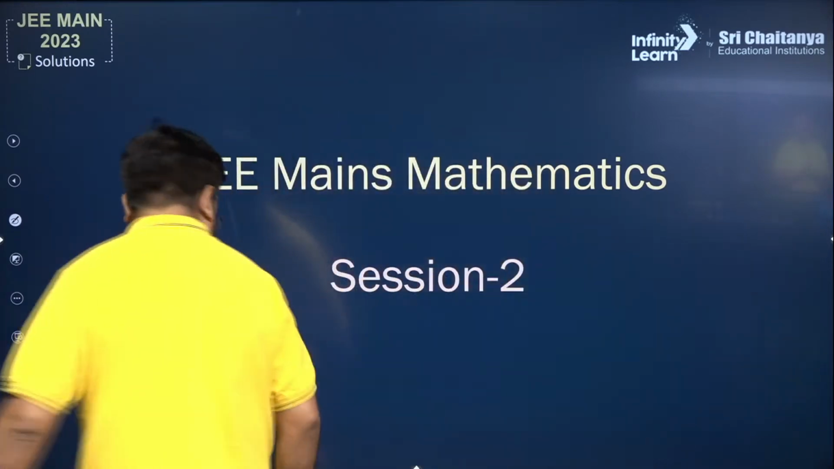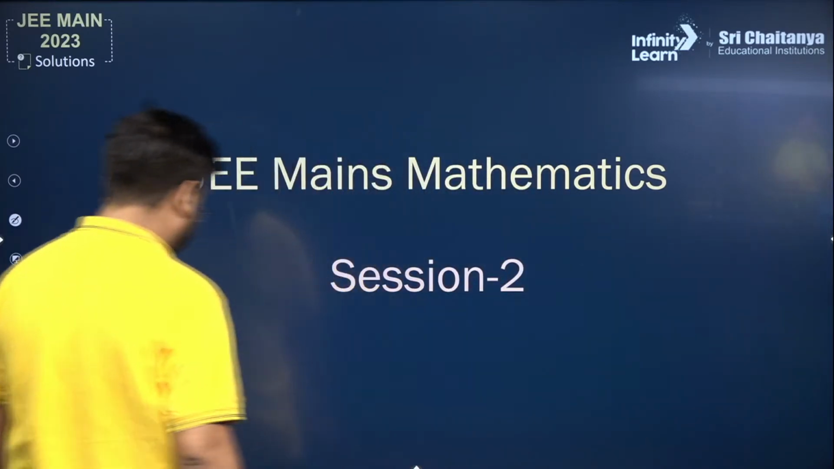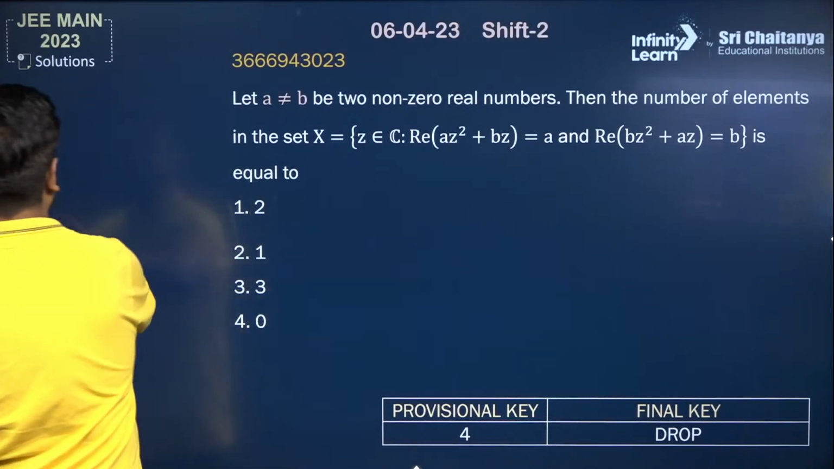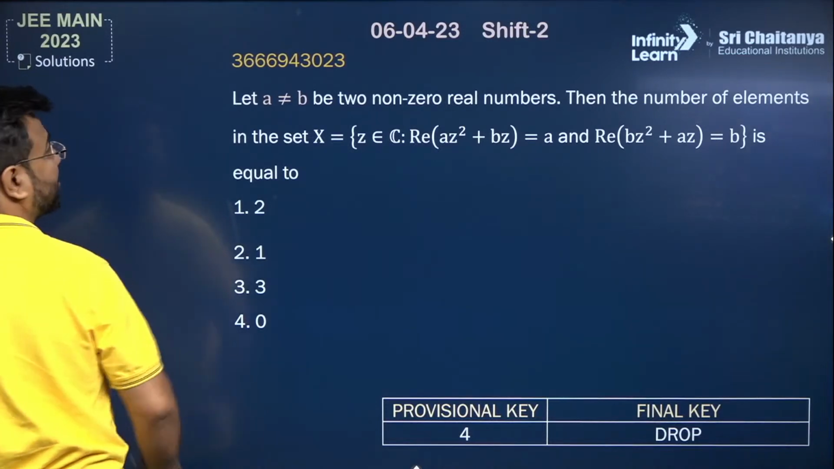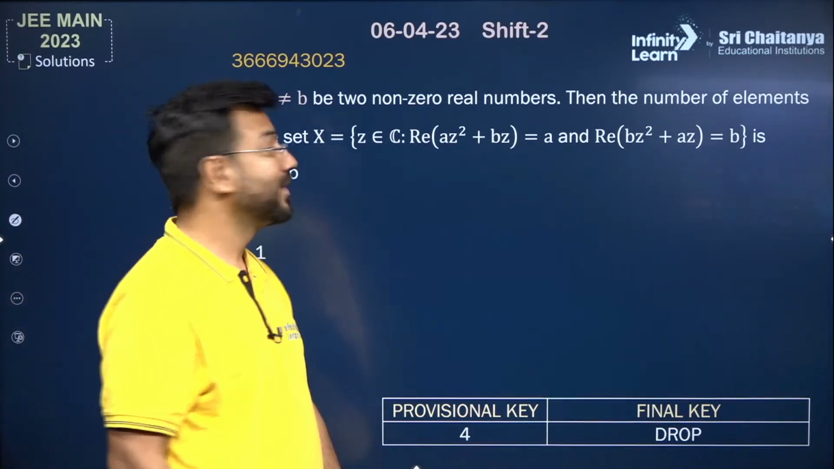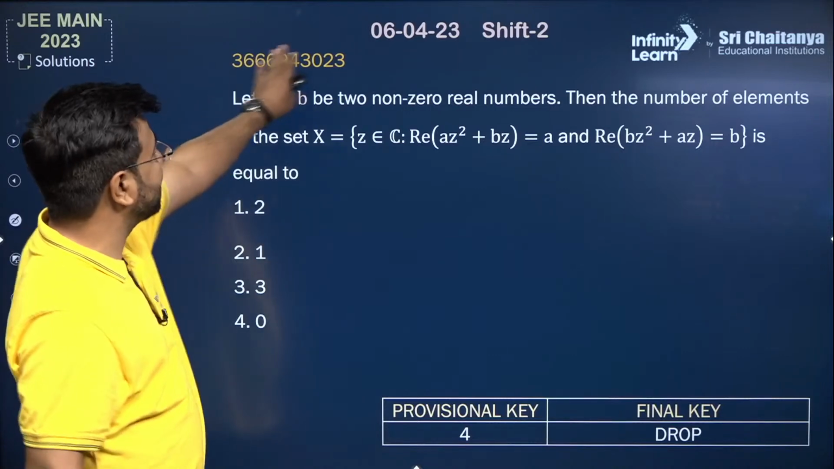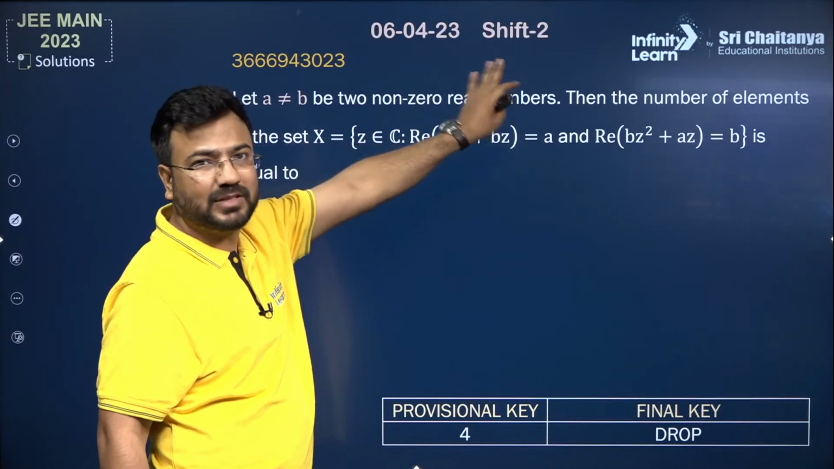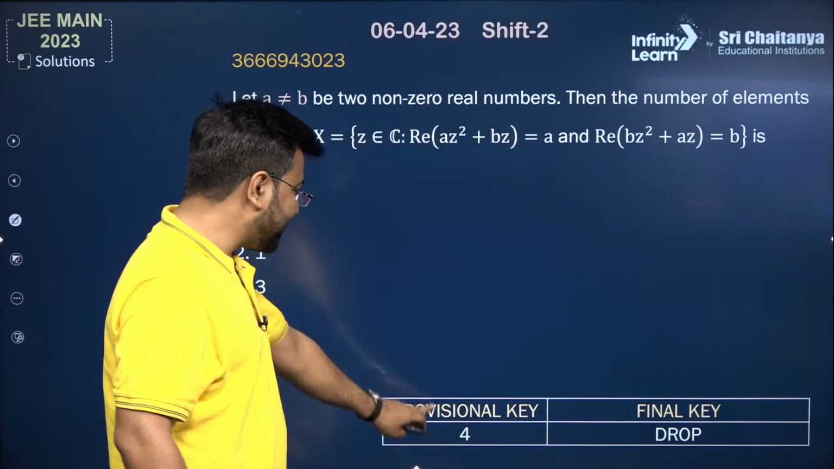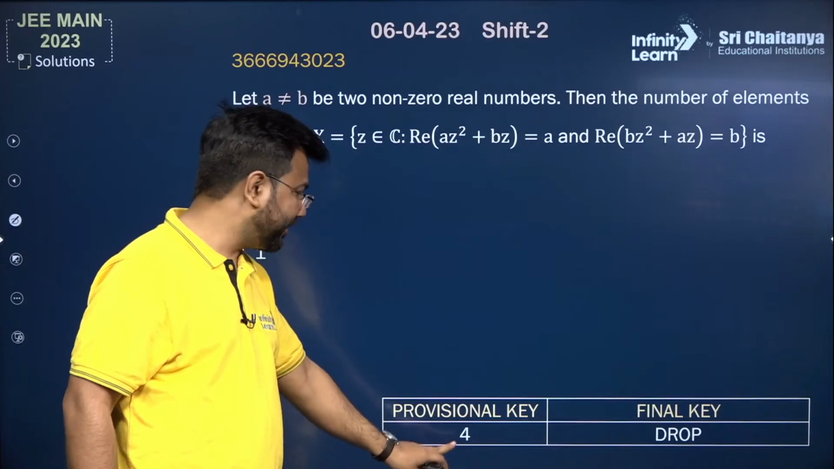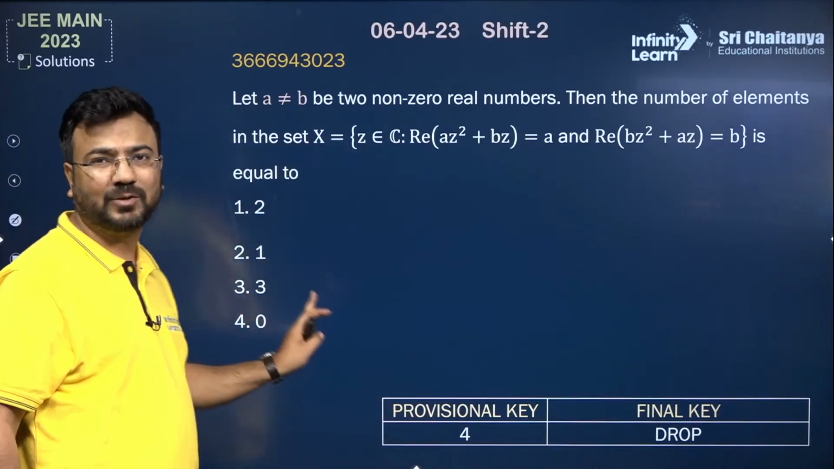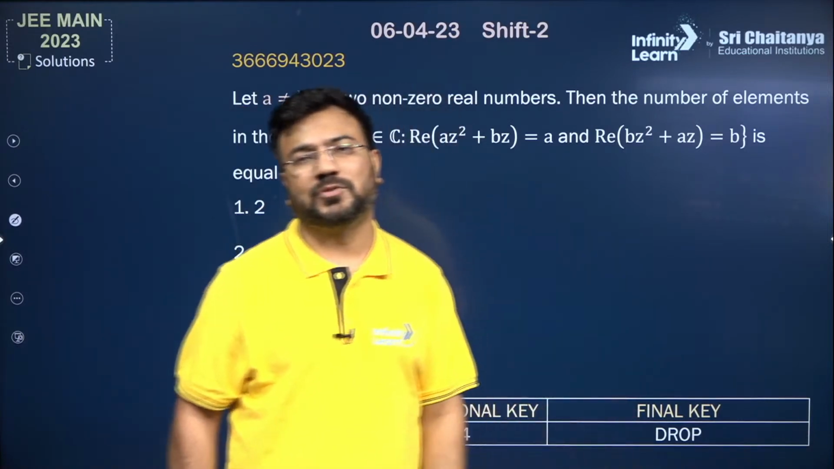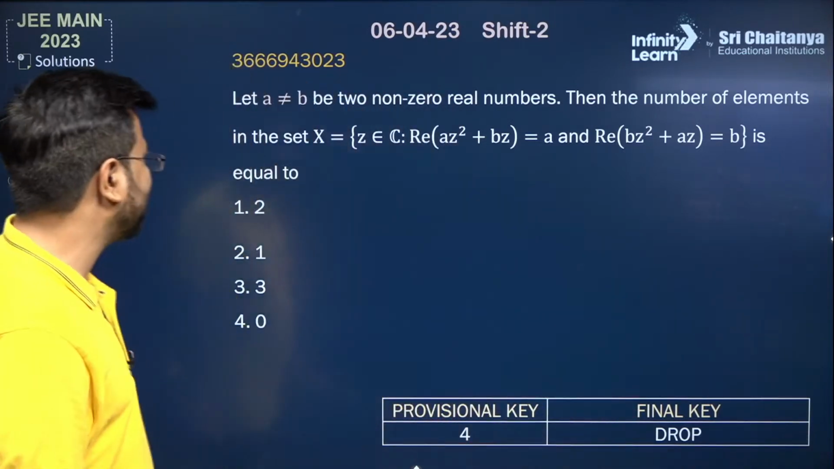So let us start with the discussion of the mathematics questions without wasting your time. Here is the first question in front of you, and you can observe that this question belongs to the chapter complex numbers. This is the question ID. This question was asked on 6th April 2023, Shift 2. According to the provisional key that we have received from NTA, option 4, that is 0, is the final answer. According to us, it should be a bonus question, and I'll tell you the reason.